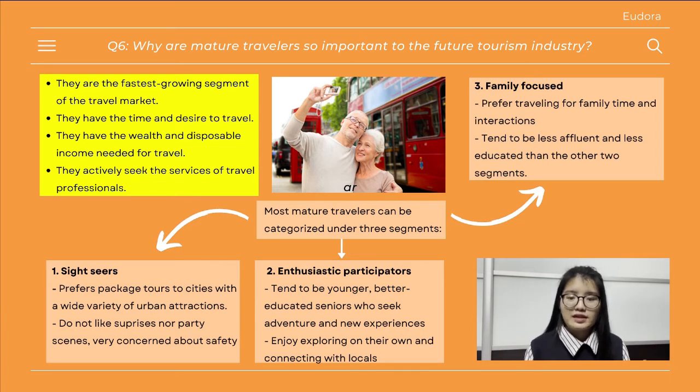The second group is enthusiastic participators. These mature travelers tend to be younger and better educated seniors who seek adventure and new experiences. They enjoy exploring on their own, and they also like to connect with the locals, which also means that they just like having fun. And the last segment is family-focused mature travelers. These mature travelers prefer traveling for family time and interactions, and they tend to be less affluent and less educated than the other 2 segments. They travel just to meet their families and spend time together instead of looking around the cities and whatnot.